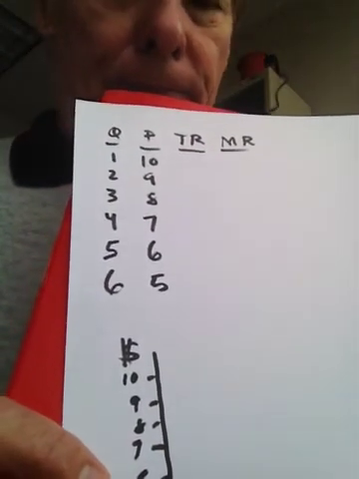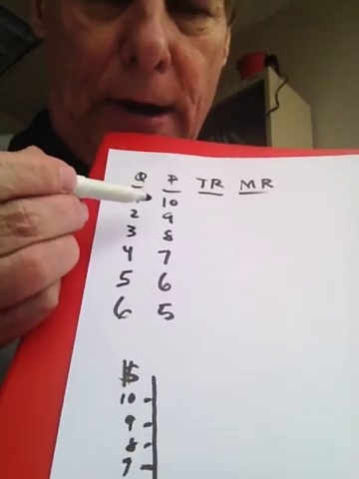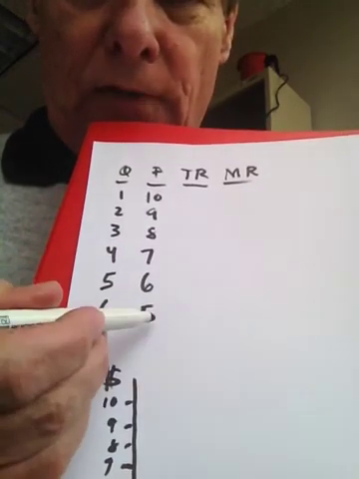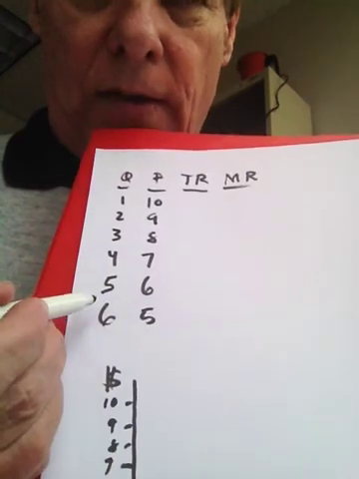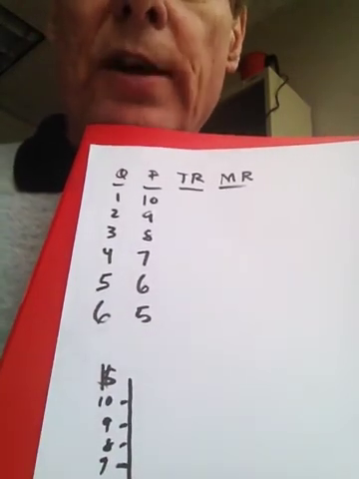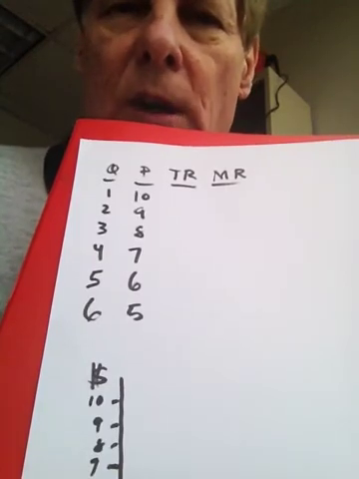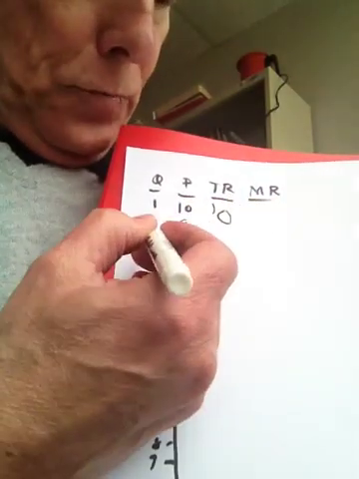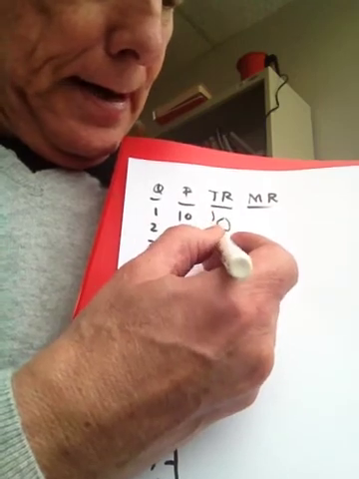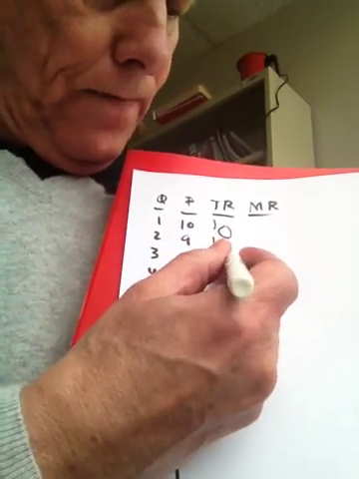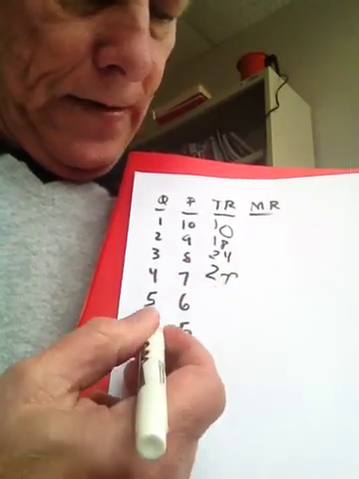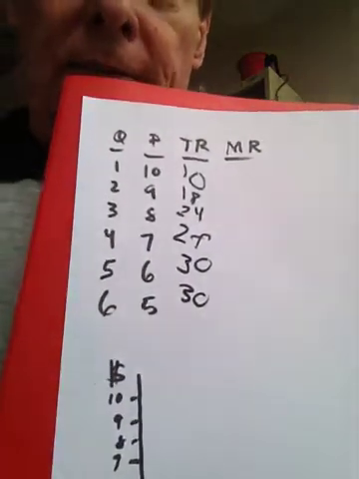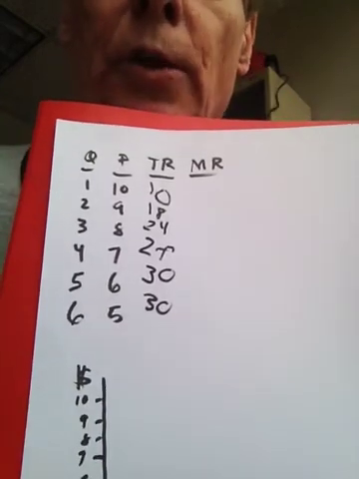Here is the price and quantity relationship. Price 10, 9, 8, 7, 6, 5, quantity 1, 2, 3, 4, 5, 6. Notice the inverse relationship. When price is 5, quantity demanded is 6. When price is 6, quantity demanded is 5. Price is 7, quantity demanded is 4, etc. When price goes up, quantity demanded goes down. Price goes down, quantity demanded goes up. Let's derive the total revenue. 1 times 10 is 10. 2 times 9 is 18. 3 times 8, 24. 4 times 7, 28. 5 times 6, 30. 6 times 5, 30. Hopefully you know what that says.